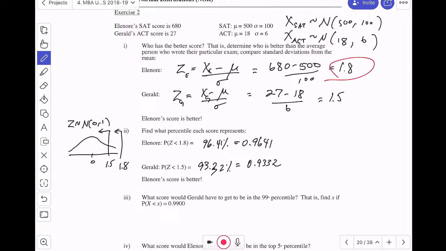All right? And we already know Eleanor has a better score, but this is now in terms of how much, well, it's just in terms of the percentage of students that did worse than her. This says the same thing, 1.8 standard deviations above the mean. This, going from here to here, is just using the standard normal table. There's nothing more than that. I'm just going to the table to convert to a percentage, or to the percentile.